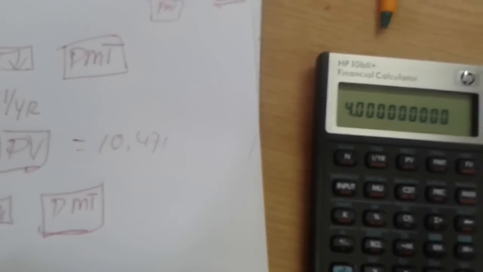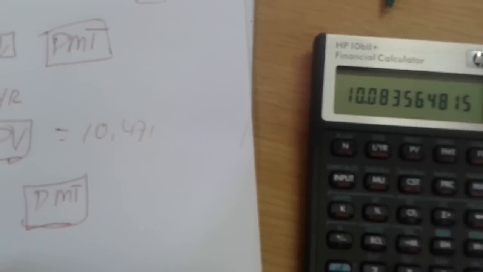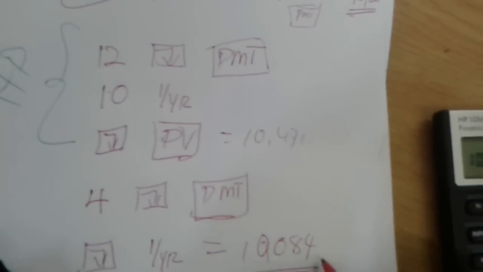So you now say shift nominal. So you are saying to the machine, give me a nominal rate that is compounded quarterly that is equivalent to that effective rate. And as you can see, this is shift nominal, which equals, there is our answer, 10.0834. There you go. And sometimes your calculator might have only 1 or 2 decimals.